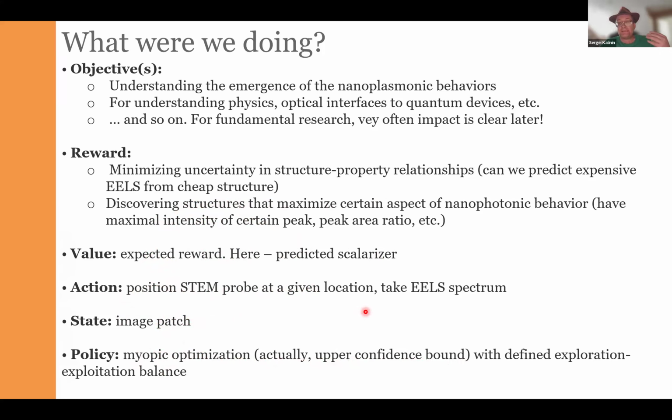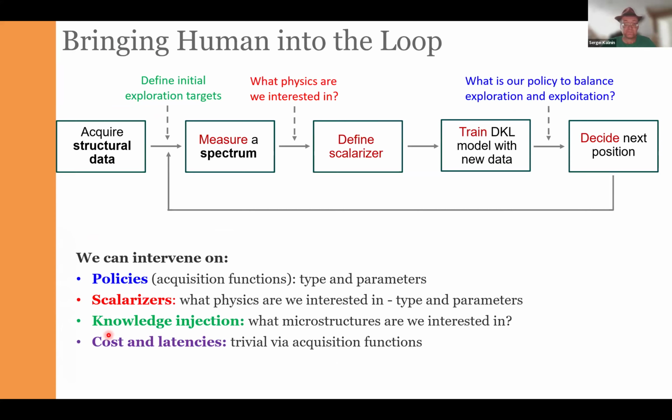So you see, any type of automated experiment can be represented in terms of the objective, reward, value, action, state, and policy. Objective can be different. So very often we can do the same things for different reasons, but the rewards, value, action, state, and policies have to be identical. Otherwise, it would be a different experiment.